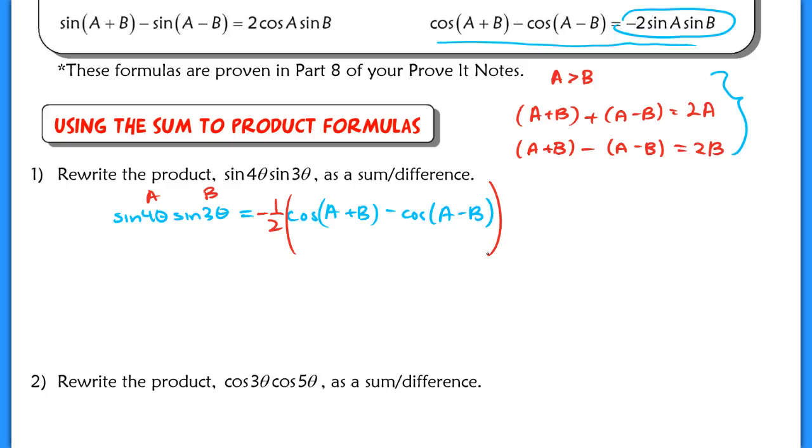Okay, so now at this point it really is just about substitution. It's not too tricky here. I just take the cosine of 4 theta and 3 theta, add those together.